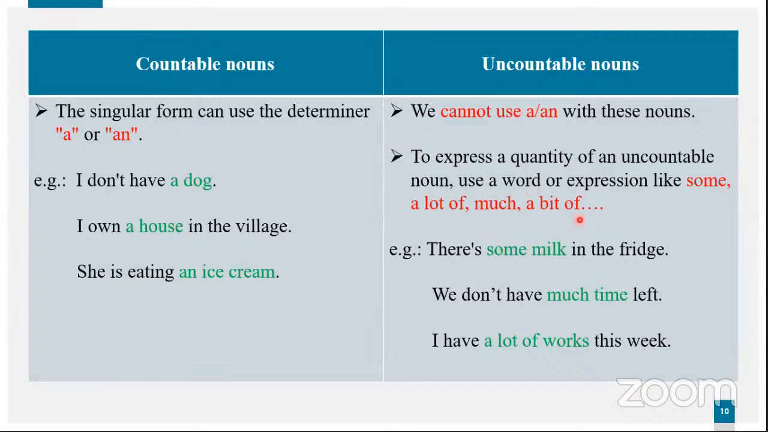Sometimes we can use these words with countable nouns also, right? You will learn them later. අපිට මේ words සමහරවල් countables එක්ක භාවිතා කරන්නත් පුළුවන්. මම මෙතනදී ඔයගොල්ලන්ට ගොඩක් point out කරන්නේ the main thing: we can use the articles a and an with countable nouns, but we can't use them with uncountable nouns, right? Instead of these articles, we can use some, a lot of, much, a bit of with uncountable nouns, right?